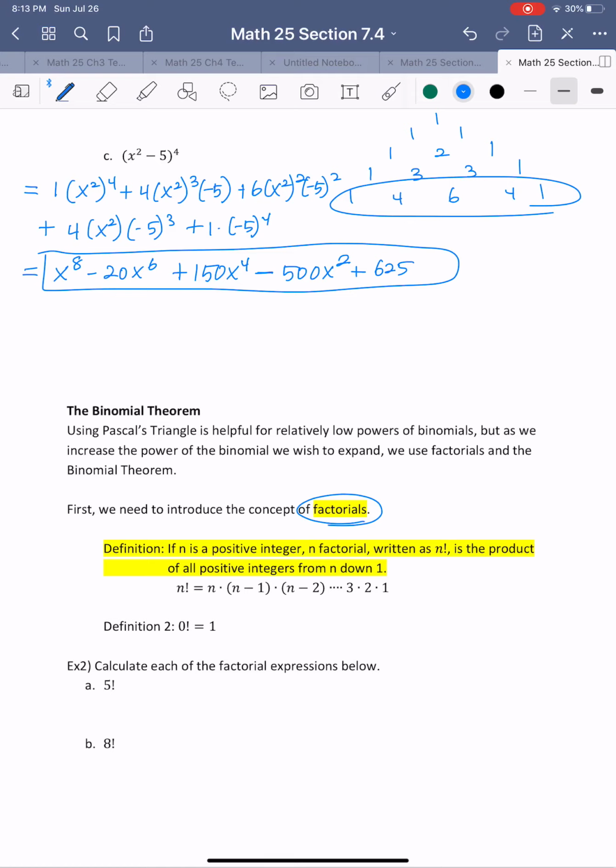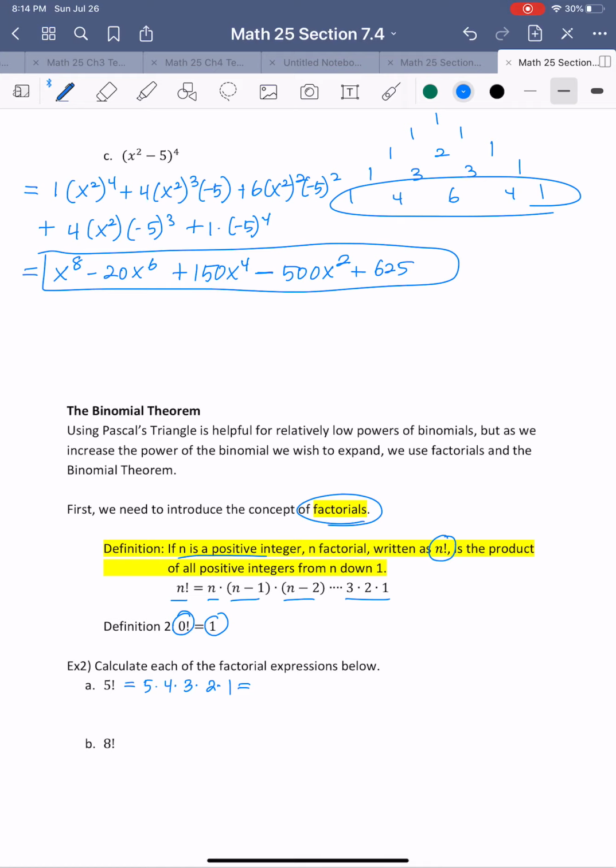Factorial means n is a positive integer, and the factorial is written as n factorial, which is the product of all the positive integers from n down to 1. So n factorial means you start from n times n minus 1 times n minus 2 all the way to 1. But remember, 0 factorial is always equal to 1, because if you consider 0 factorial as 0, then all the product becomes 0, which is what we don't want. So 5 factorial means 5 times 4 times 3 times 2 times 1, okay?